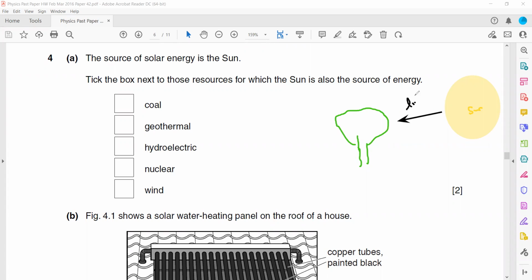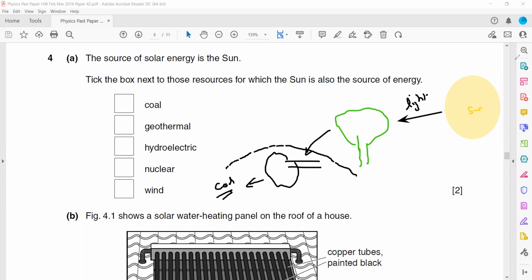And when these plants die, if they are covered with a layer of sand under high pressure in a limited supply of oxygen, what will happen? This will turn into coal. So basically the energy present in coal is from the sun only. That's why we take coal.